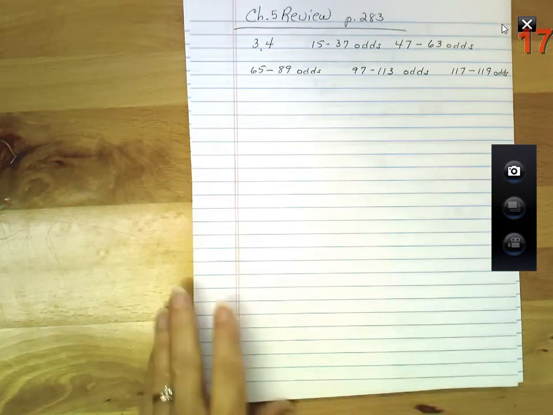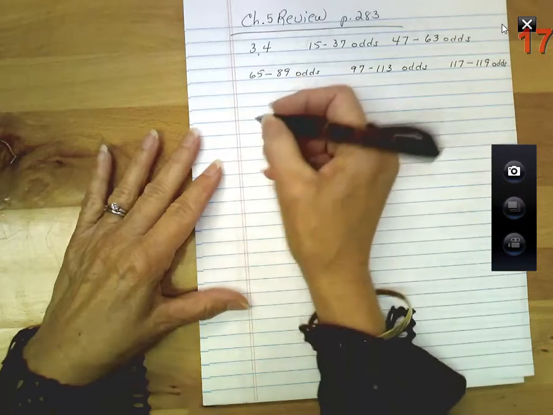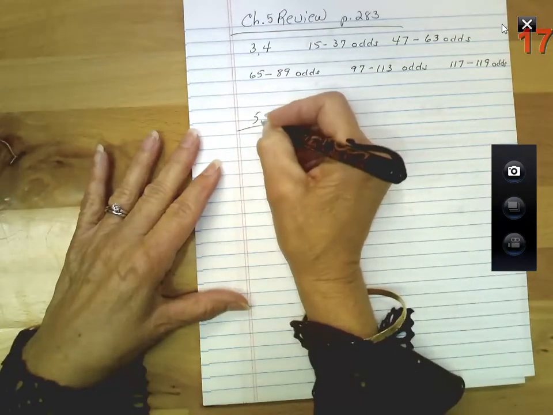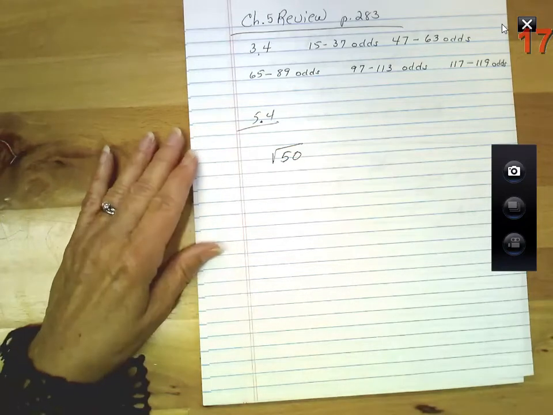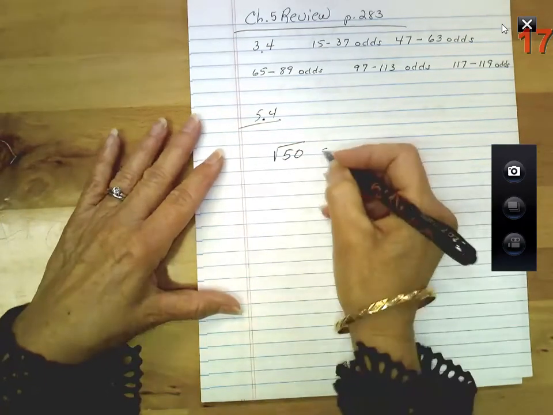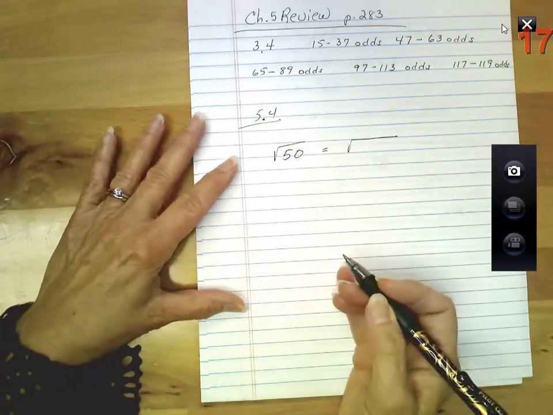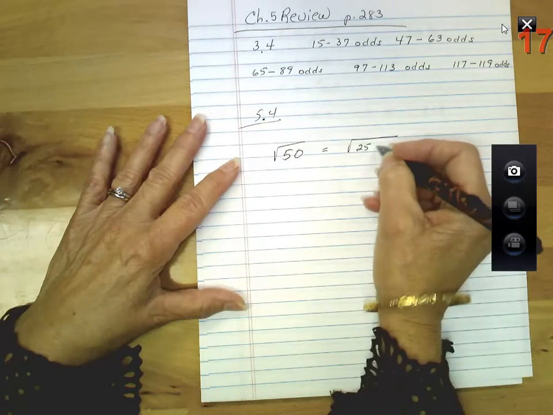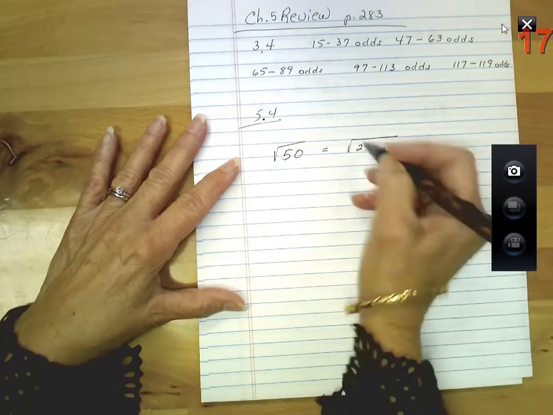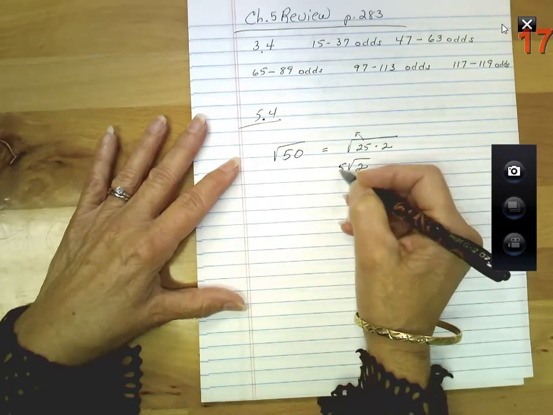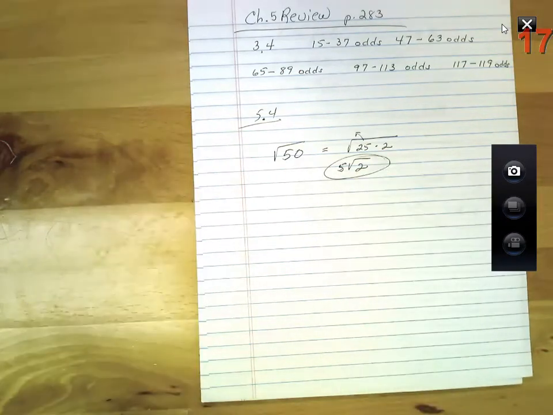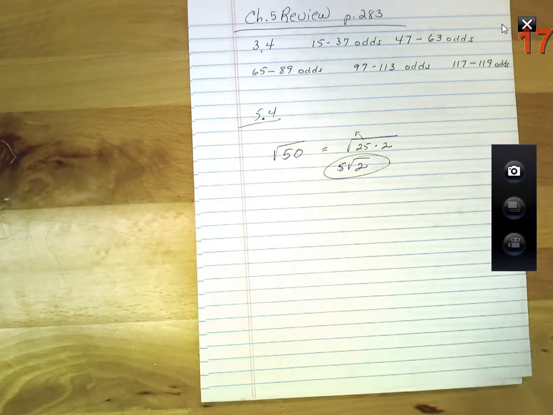Then we got over to like 5-4, where you had to remember how to rationalize something like the square root of 50. Remember how to do that? You break it down into something with a perfect square. So that's like 25 times 2. The square root of 25 is 5, and then what's left is the square root of 2. And so this is considered simplest form. It's not solved, it's not an exact answer, it's just in simplest form.